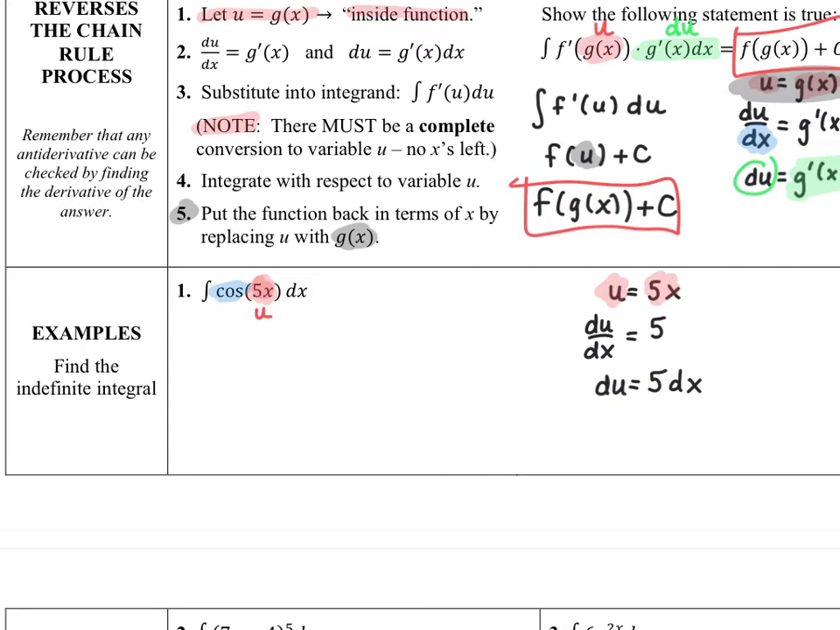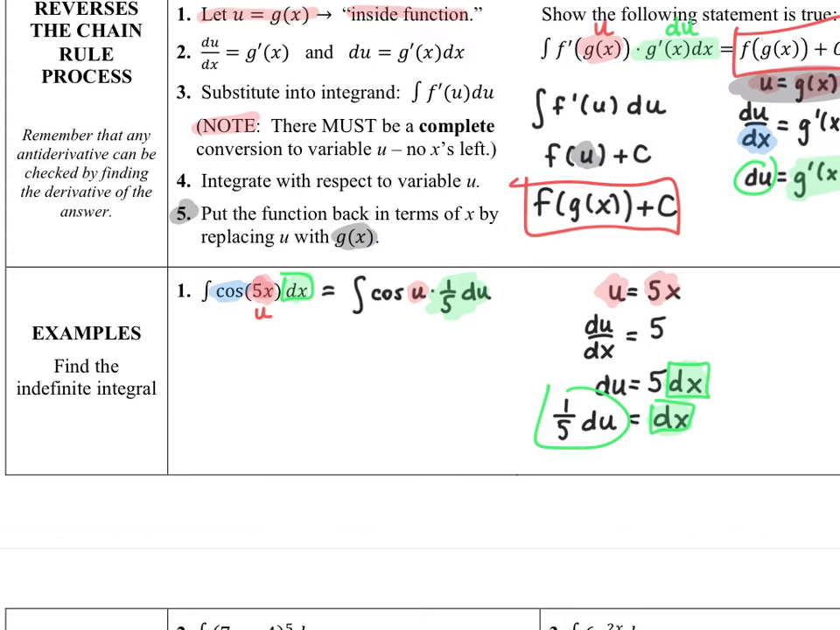What I still have left in terms of x is this dx. What I've got going for me over here is a 5dx. I want to try to get them to match. So right here I need to isolate this dx, and that's going to take me dividing by 5. So my dx replacement is going to be this 1/5 du. And it looks like this. Notice that I don't have any x's left. It's all in terms of u now.